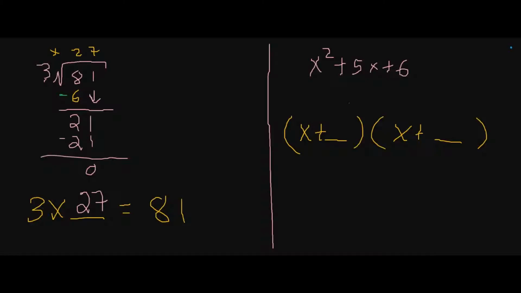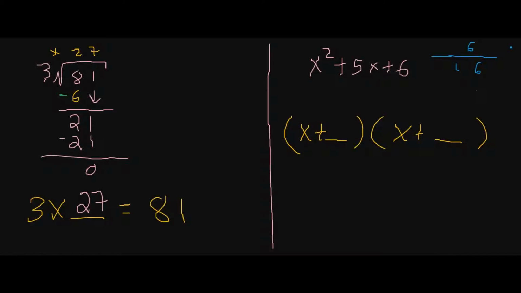What might be helpful is to review. Remember, we write down all the factors of 6. So I'll write it up here. Factors of 6 basically means what two numbers multiply to give you 6. Well, that's going to be 1 and 6, and 2 and 3. And that's pretty much it.